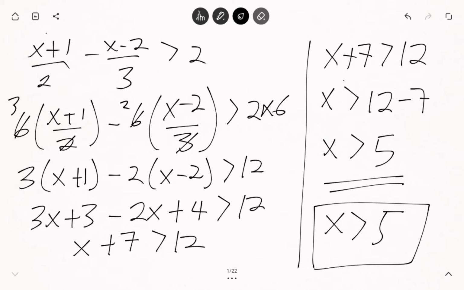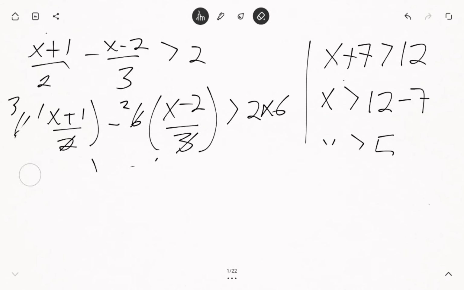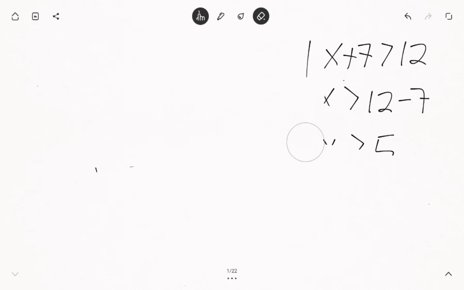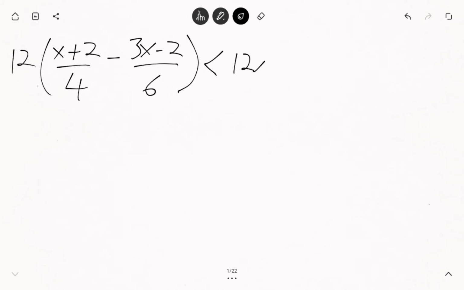Alright, let's have a look at another example. Okay, so the second example we want to look at is we have 12 outside bracket, then we have (x + 2)/4 minus (3x - 2)/6 less than 12x minus 1. Okay, so this is our inequality, and how do we solve this?